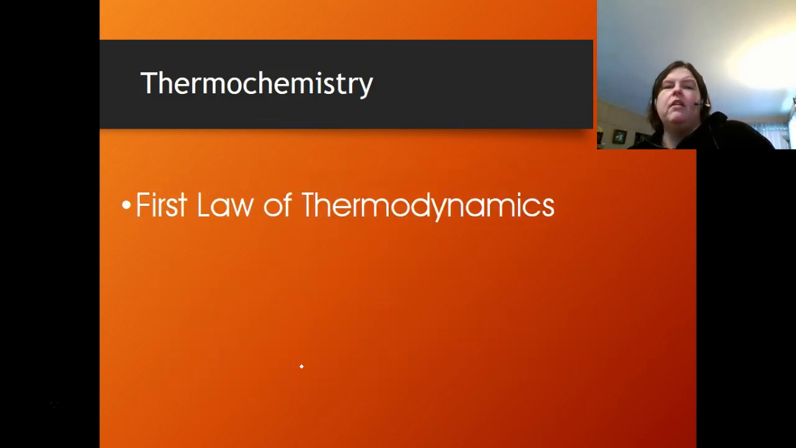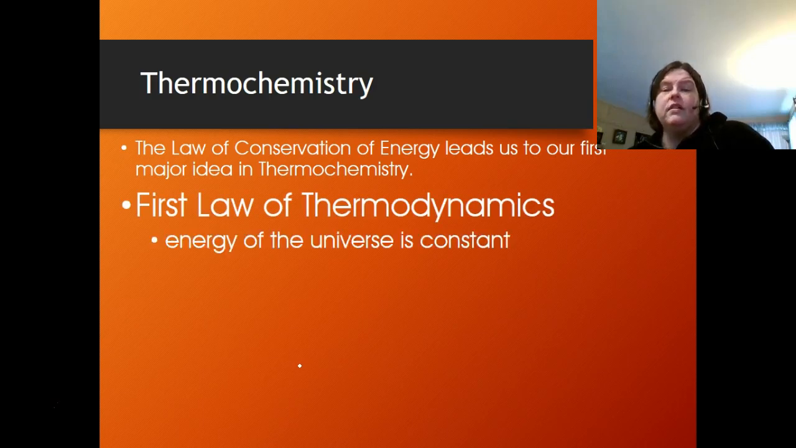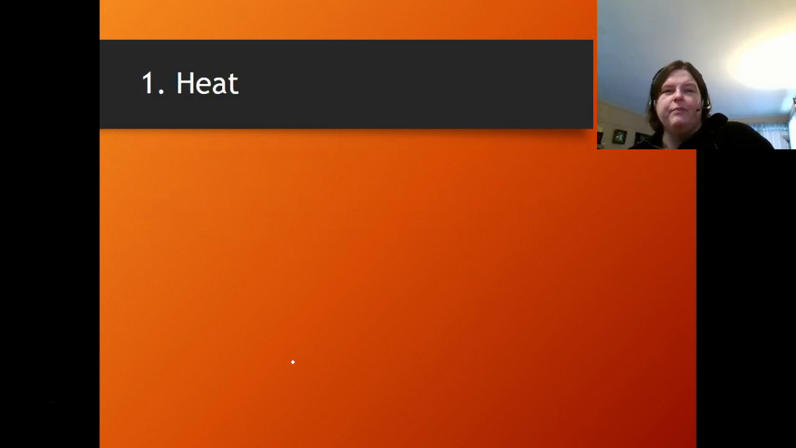And this is where we get the first law of thermodynamics. So the law of conservation of energy leads us to the first law of thermodynamics, which basically states that the energy of the universe is constant. So the energy that existed still exists. It's being transformed and transferred all over the place forever and ever until eternity. Okay? And some of you might disagree with that, but right now, that's the first law of thermodynamics. It's been the first law for a long, long time.